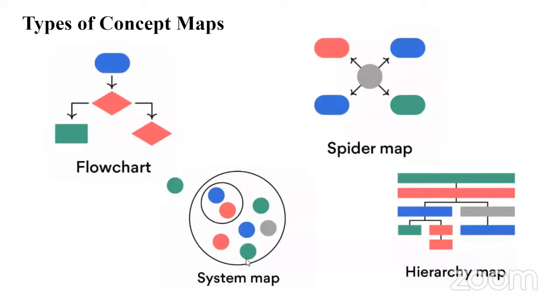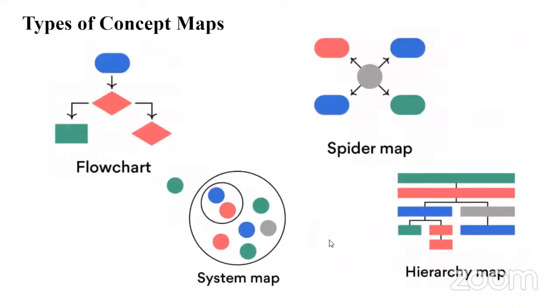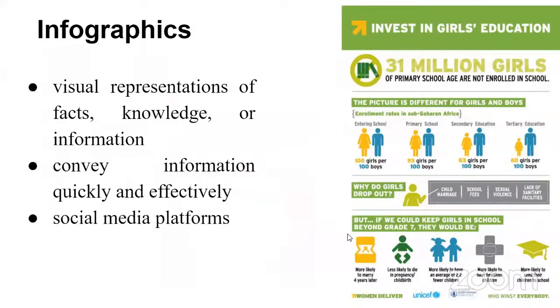This is, sorry, this is hierarchy map and this is a Venn diagram. So these are the some types of concept maps that you can create. The second visual resource is an infographic, and infographic is again a visual representation of fact, knowledge, and information. And on the right hand side, you can see a simple example of infographic.